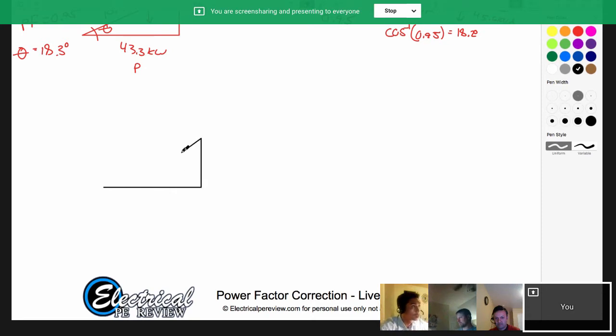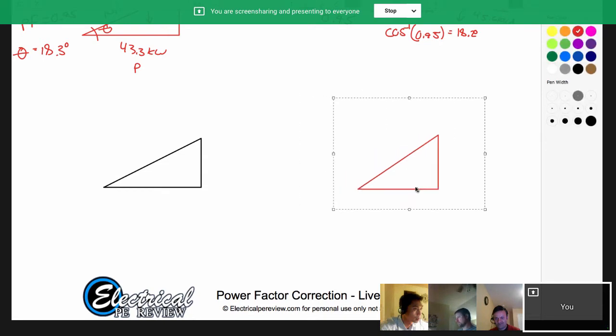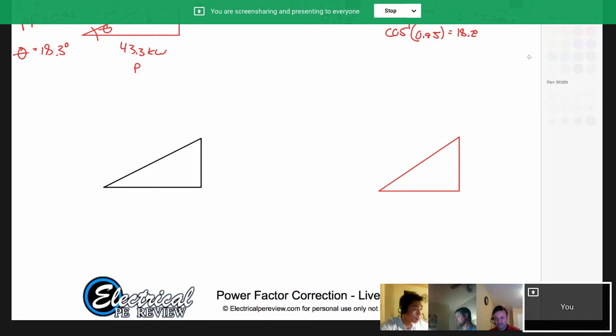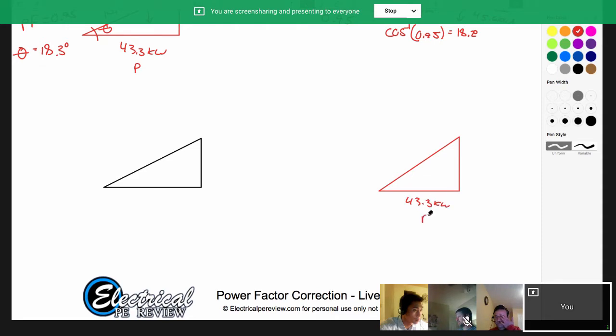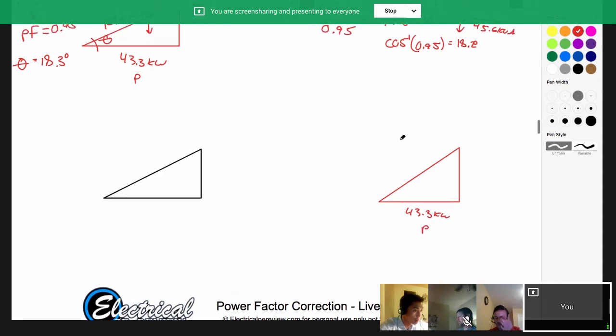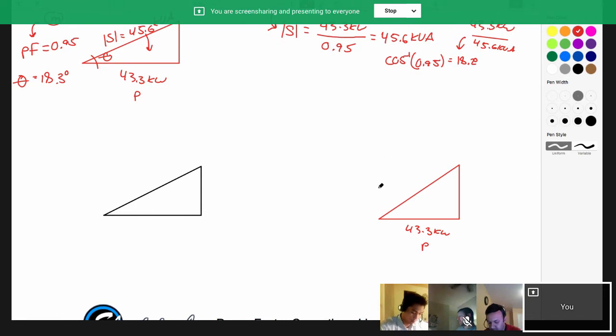So we've got our old power triangle here, and the power triangle that we're trying to get to. I'm just going to move this over. The new value was P equals 43.3 kW, which is the same. And then we found the S magnitude was 45.6 kVA. And we know we have an angle of 18.3 degrees.